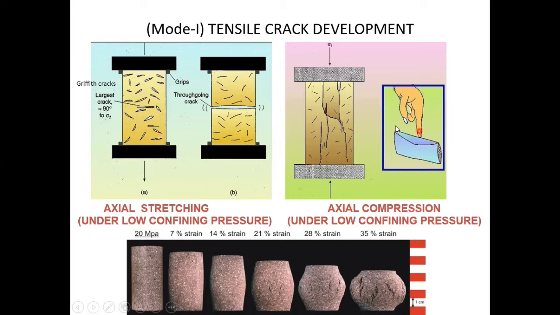So sigma 1 in this case will be parallel to the strike. This is the strike of the joint, and it is a vertical structure. In most cases it will be vertical, so you don't have a dip direction. The dip angle will be 90 degrees or sub-vertical. And the opening direction here will give you an estimation of the sigma 3 orientation.